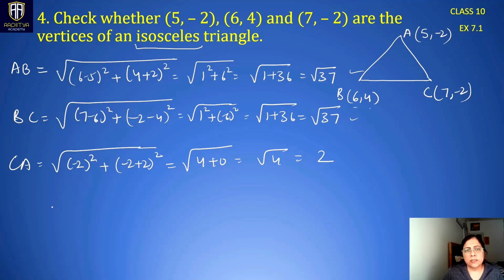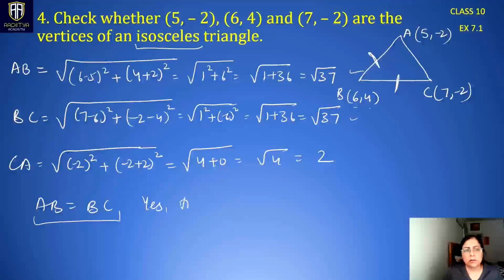So we can see that in an isosceles triangle, if AB and BC are equal, here AB is equal to BC. That means two sides of the triangle are equal. Yes, they are. So these points form an isosceles triangle, since two sides are equal.